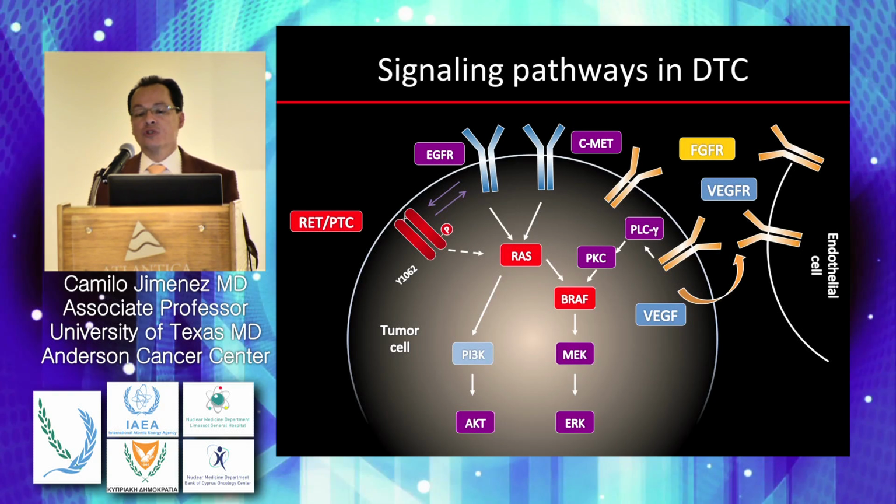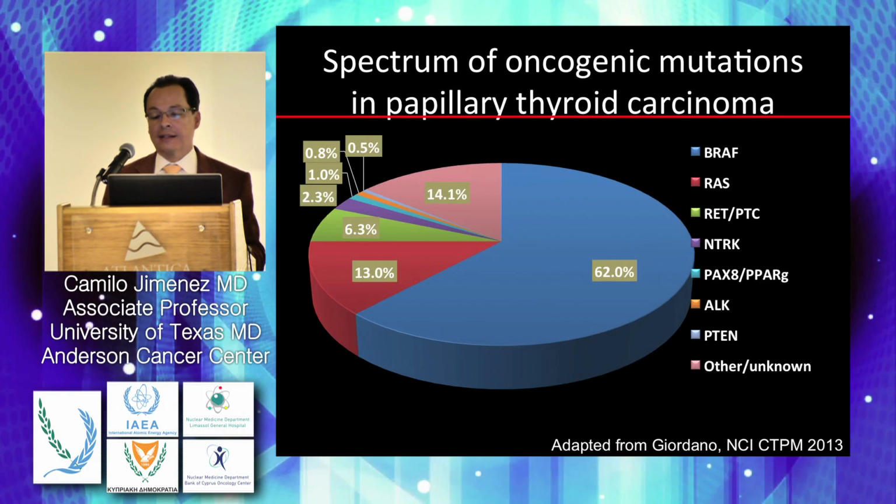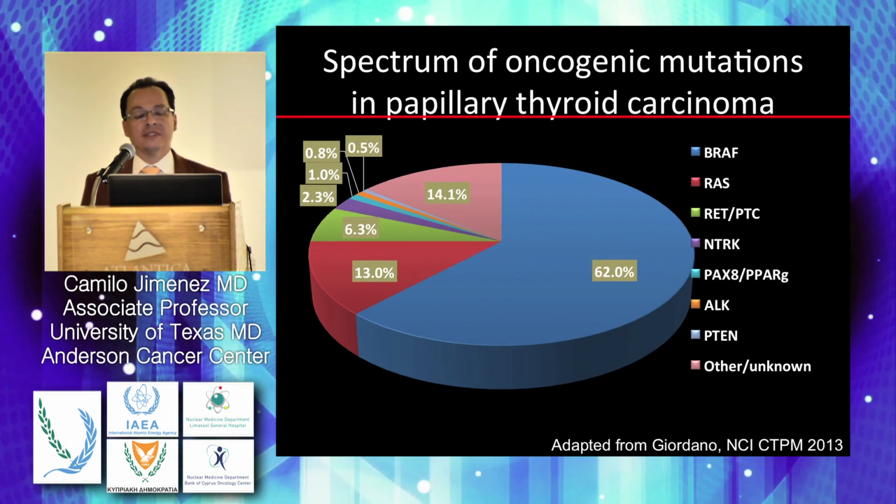Now, what are the most common mutations that we see in clinical practice? This is coming from the Cancer Genome Atlas in the United States of patients who have papillary thyroid carcinoma. Currently, the most common mutation is the BRAF gene mutation, which is observed in about 62% of these patients. This is followed by mutations in the RAS gene, which happen in about 14.1%, and we see the RET/PTC rearrangements in about 6.3% of our patients.